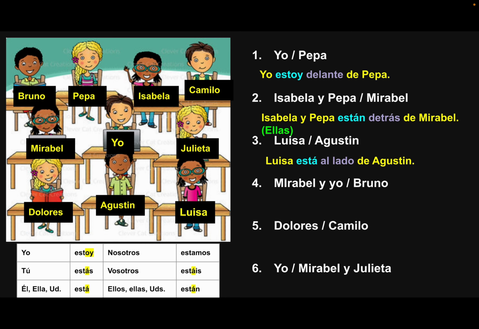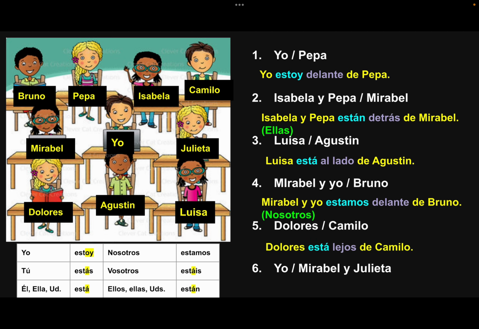Mirabel and I, we are in front of Bruno. So you're going to say, Mirabel y yo estamos delante de Bruno. If you didn't want to write Mirabel y yo, you could have just written nosotros. Dolores, where's Dolores compared to Camilo? Dolores, you could say it's far away from. Dolores está lejos de Camilo.